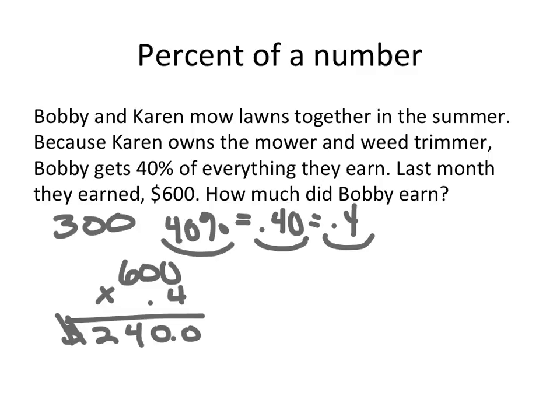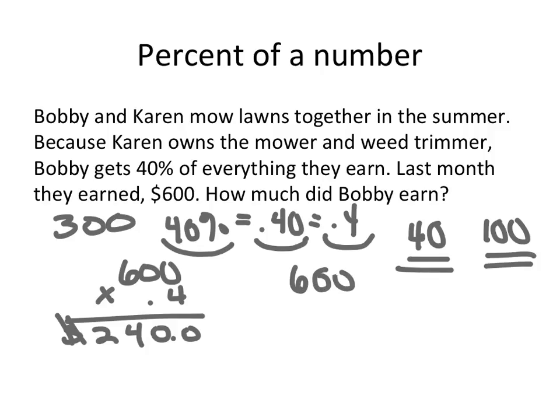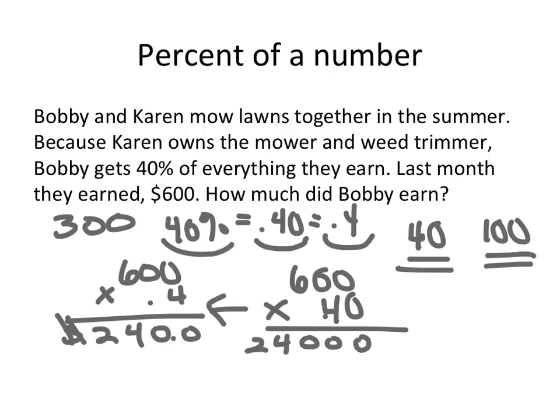Some students may also understand that 40% means 40 out of 100. So 40 out of 100 means they're going to make 40 cents out of every dollar. So they might say, well, 40 cents out of every dollar, and there are $600, so I'd have to take that $600 times 40 cents to see how much Bobby would make. And of course, I'm going to get the same answer that I got when I did the problem here, $240.